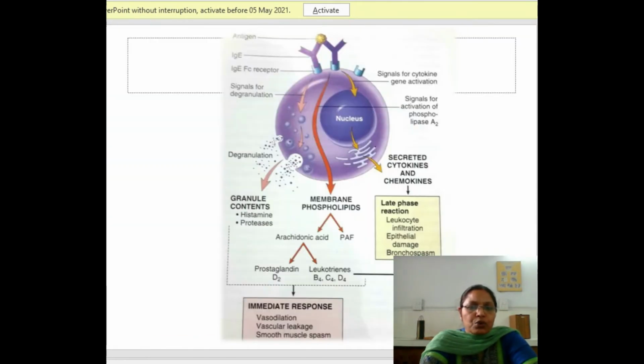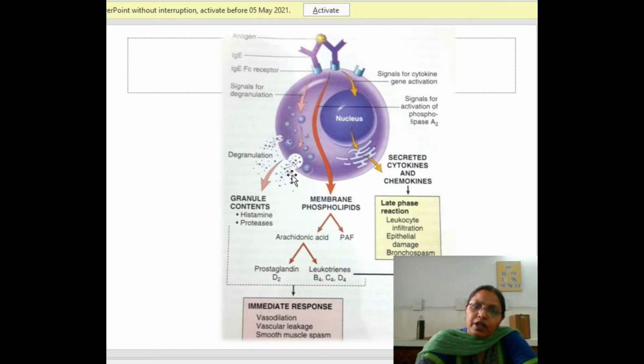Now this diagram is showing the mast cell and their vasoactive amines. When the antigen is there, it binds with the IgE antibodies, with the help of the FcεRI receptor on the mast cell and the Fc receptor on the IgE. As soon as they bind, there is signal production for cytokine gene activation on the one hand, and membrane phospholipid activation, release of membrane phospholipids and degranulation.